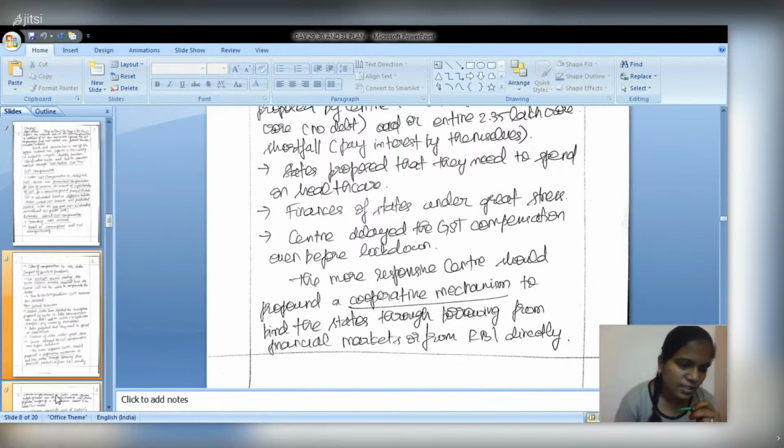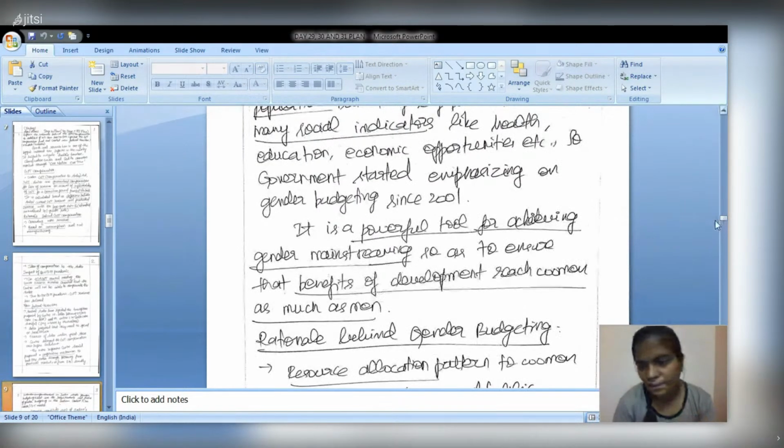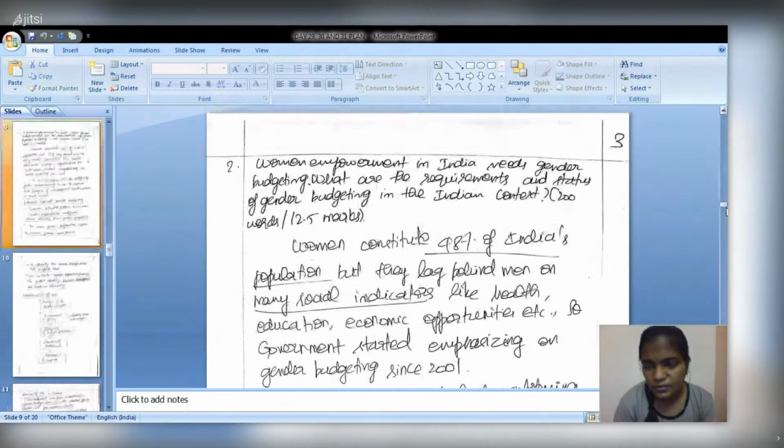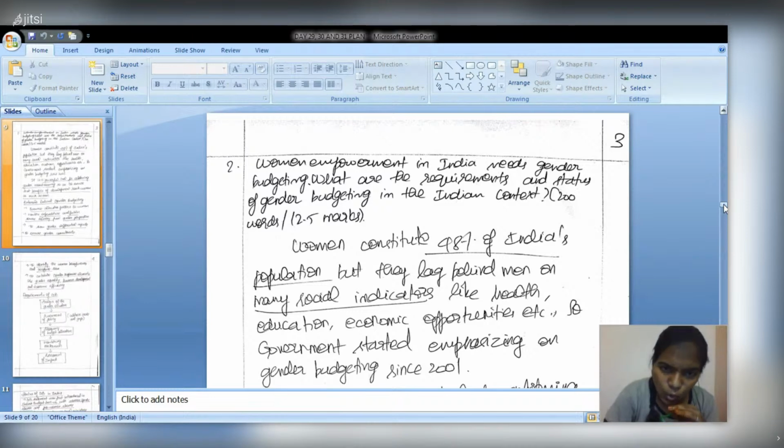Okay, so the next question. This is a very good question. Women empowerment in India needs gender budgeting. What are the requirements and status of gender budgeting in the Indian context? Okay, this question should be answered in two manners. The first part should answer what the stand of women in India is, and what the significance of gender budgeting is. And the second part of the question should be answered with what requirements are needed for gender budgeting, and what the status of gender budgeting in India is.